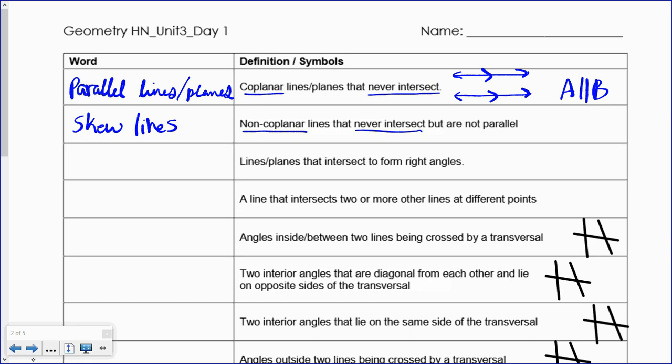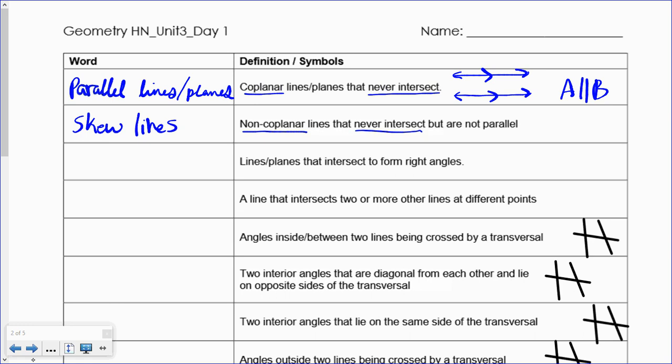Look at the two words. Look at the two sections of each definition that I underlined. What's the difference? These are non-coplanar. So parallel lines have to be in the same plane, but skew lines are in totally different planes. The best way that I illustrate this is if you think about parallel lines, they would look like this, right? Skew lines look like this. Parallel, they're going in the same direction, the same plane. Skew lines are like this. They're going in different directions, in different planes.